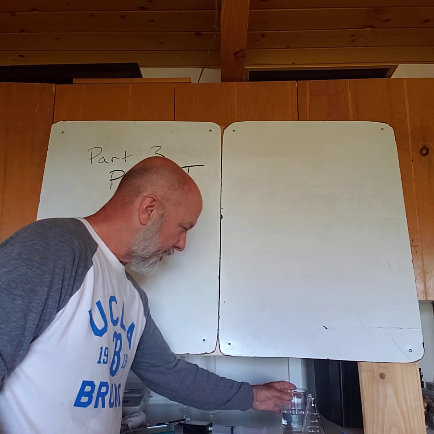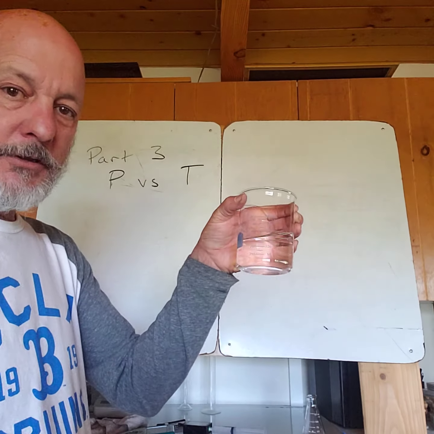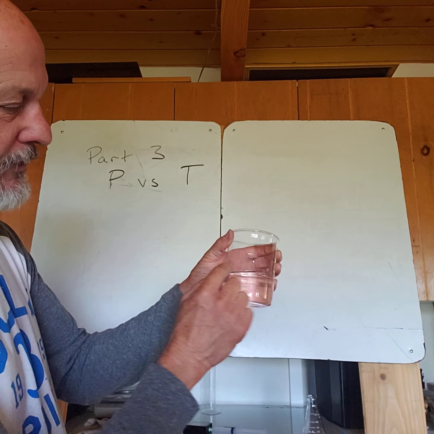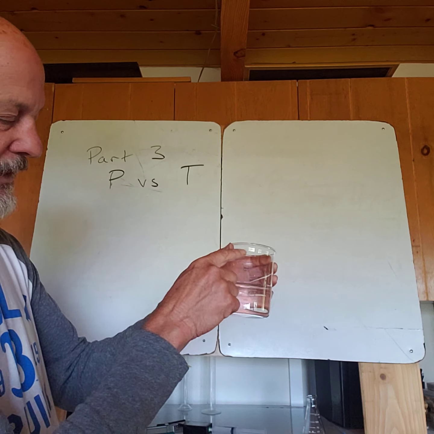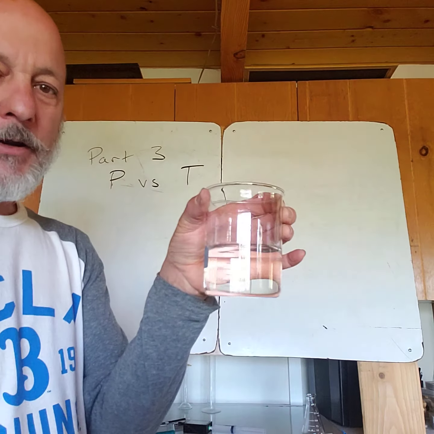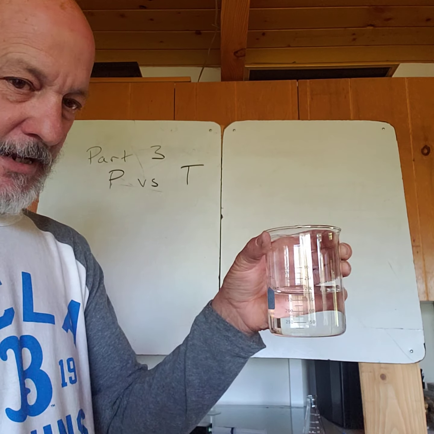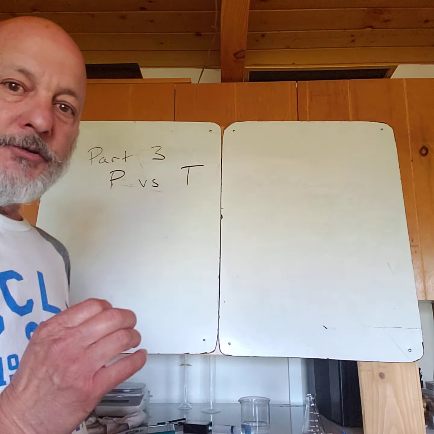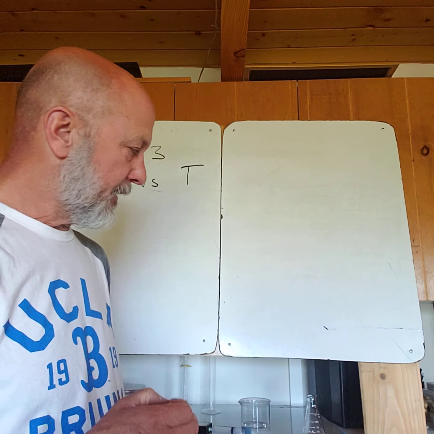Now you have in your kit a 400 milliliter beaker. Remember, on a 400 milliliter beaker the markings usually only go up to about 300, and the last is not marked, so it's called a 400 milliliter beaker. I put it about half full of water. Now, it's pressure versus temperature. We're going to change the temperature of the air.